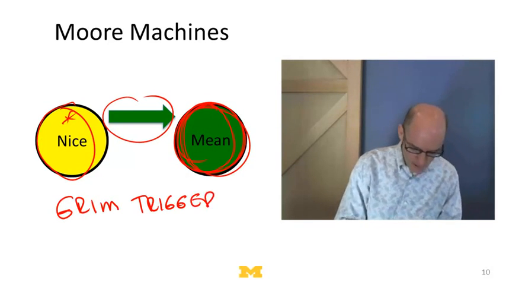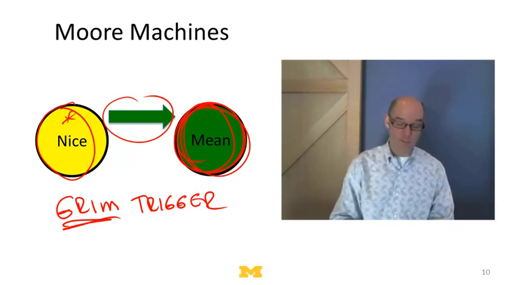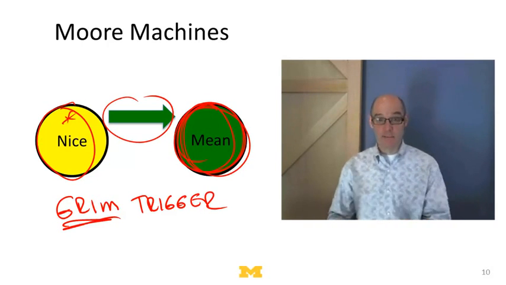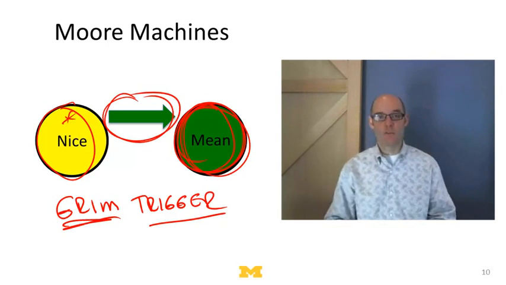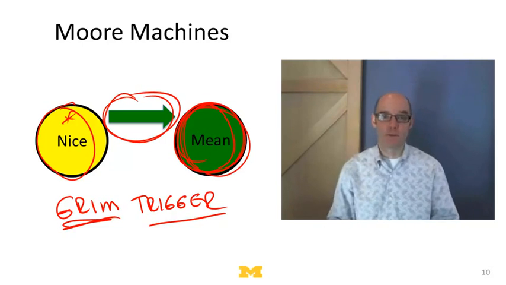And the reason it's called grim trigger is that it's pretty grim. If you're ever mean to me, that's it, I'm mean forever. And the reason it's called trigger is because all it takes is one mean action on your part, and that triggers my perpetual meanness.